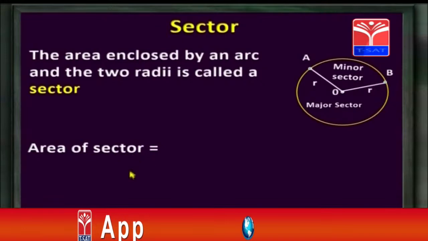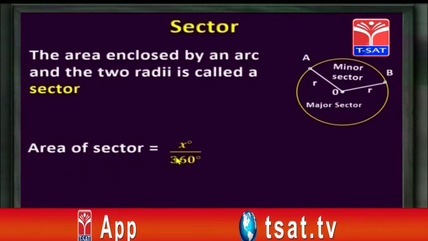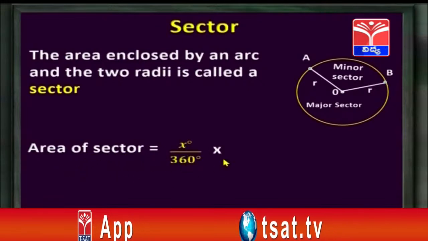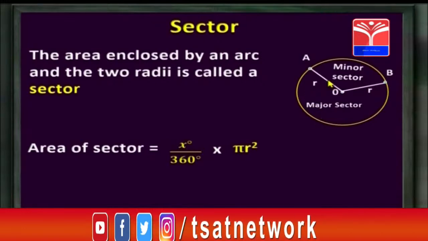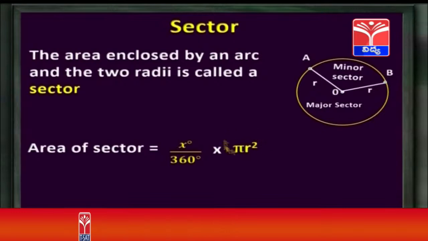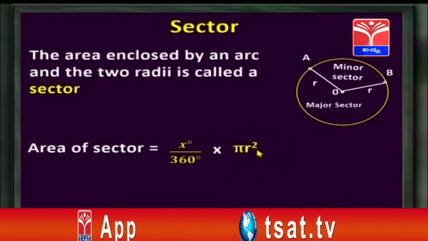We have already studied this in the previous class. Area of sector is equal to x by 360 into pi r square. What is x here? x is the angle between the two radii. Pi value we can take as 22 by 7 or 3.14, and r is the radius of the circle.